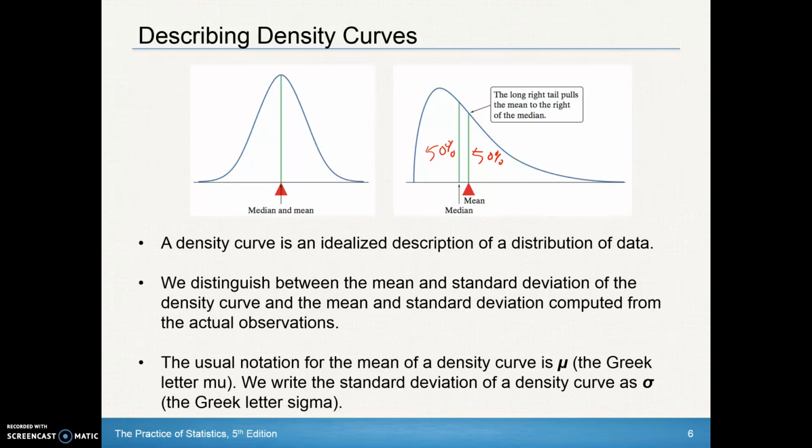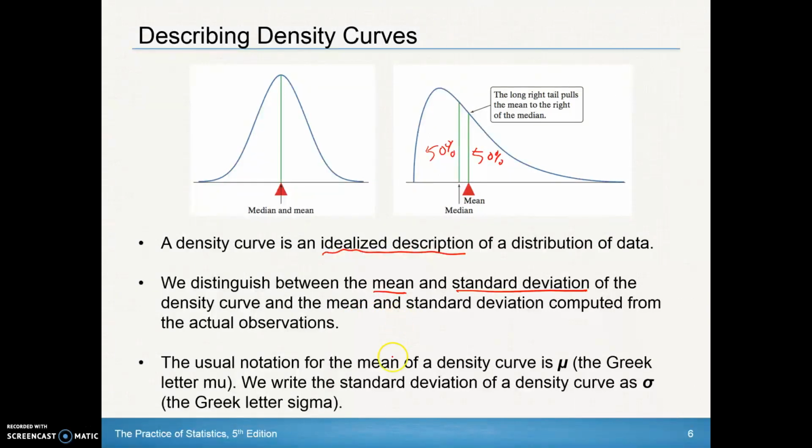So a density curve is an idealized description of a distribution of data. It's kind of smoothed out. What would the data look like if we really smoothed it out? And we distinguish between the mean and standard deviation of a density curve and the mean and standard deviation computed from the actual observations. Right? So we can look at a density curve and estimate where the mean and standard deviation are. We can also do actual computations based off those observations.